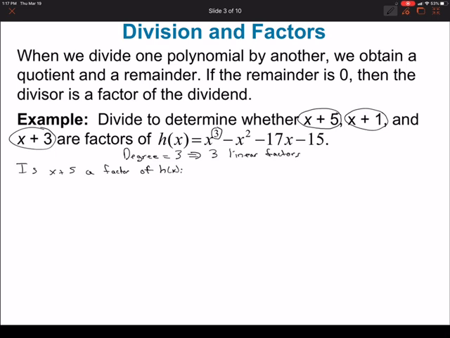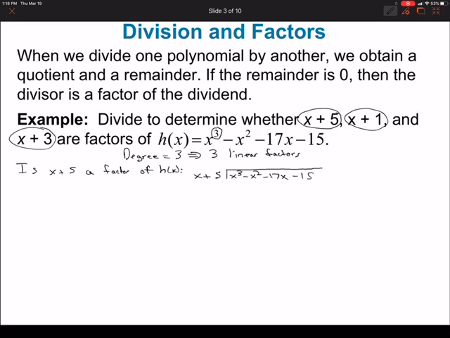Let's do some long division. So as we take this polynomial, let's go ahead and set up the division. So x plus 5 will be our divisor. And our dividend, we've got the cubic polynomial, x cubed minus x squared minus 17x minus 15. Now in long division, make sure you put in any missing terms you might have. Put those in if you have them, just to make everything line up nicely as we divide.